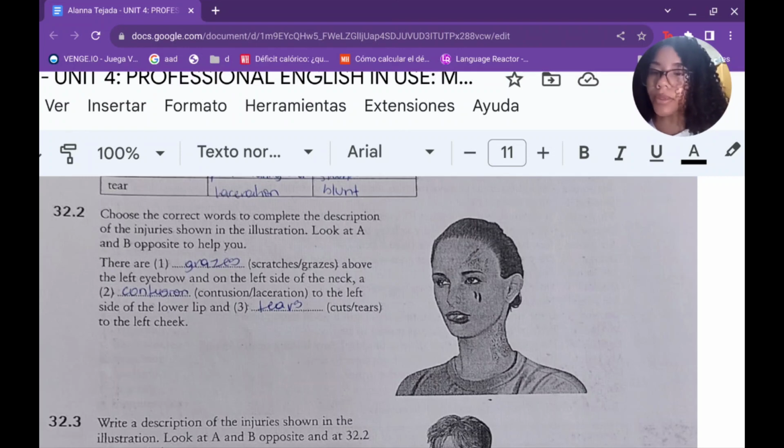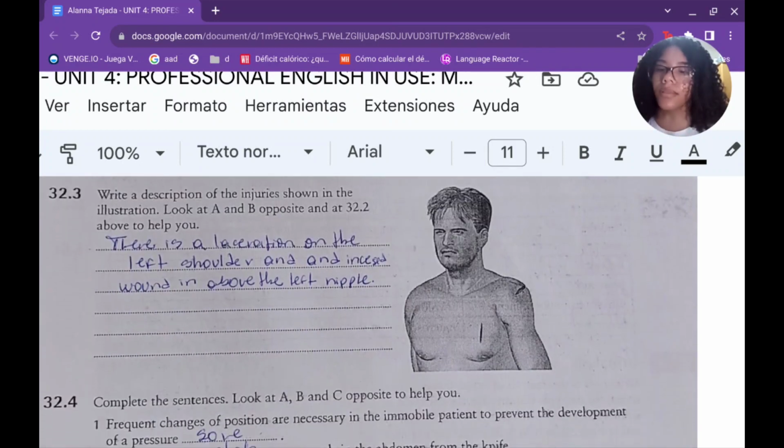32.2. Choose the correct words to complete the description of the injuries shown in the illustration. Look at A and B opposite to help you. There are grazes above the left eyebrow and on the left side of the neck, a contusion to the left side of the lower lip, and tears to the left cheek. 32.3. Write a description of the injuries shown in the illustration. Look at A and B opposite and use 32.2 above to help you. There is a laceration on the left shoulder and an incised wound above the left nipple.